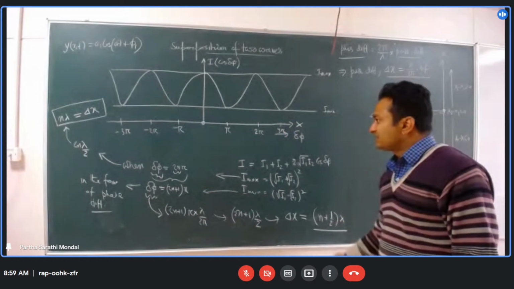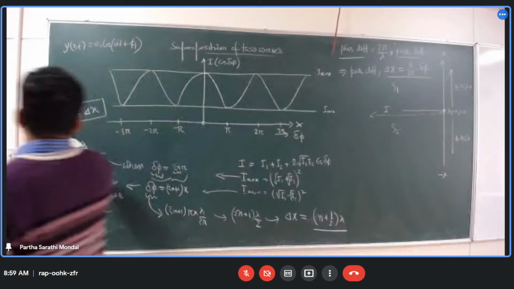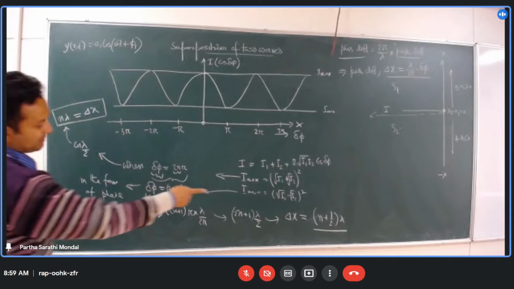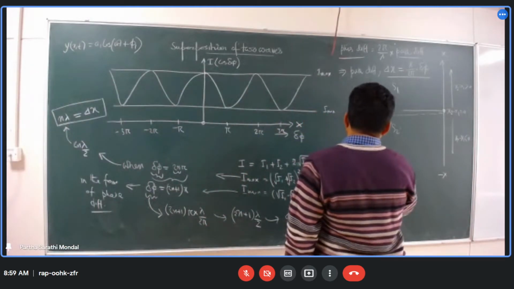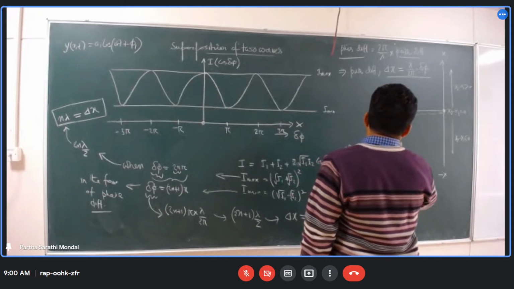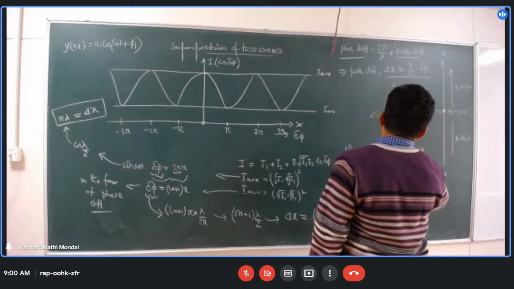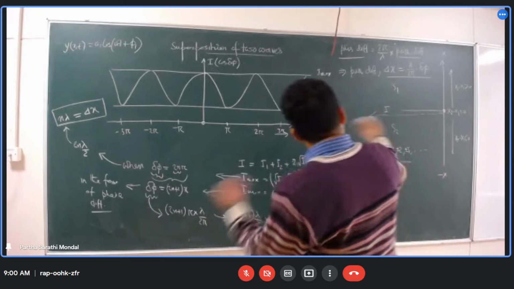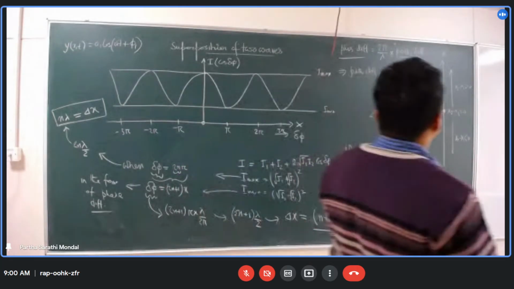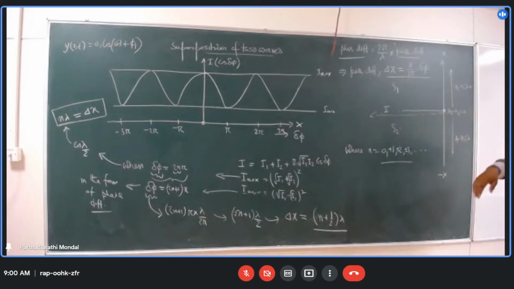Where n equal to 0, 1, 2, 3, like that. Obviously plus minus, both the cases. So plus will signify this part of the screen, minus will signify this part of the screen.